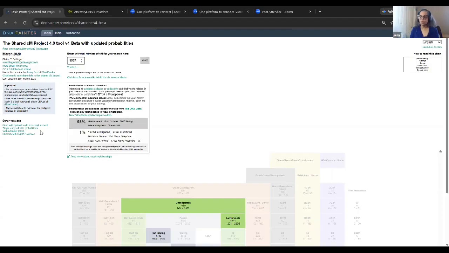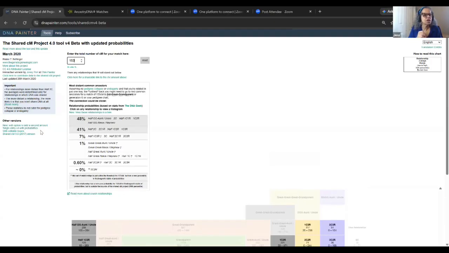Reason number two, there are just too many relationship possibilities. The ranges for your shared centimorgans can overlap. So you see with DNA Painter, there's actually several different relationship possibilities, even with my mystery match, like I said: grandparent, aunt, uncle, half sibling, niece, nephew, or grandchild. But let's take a digit off the end there.